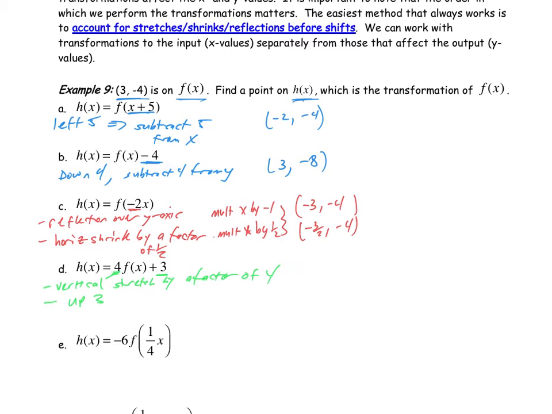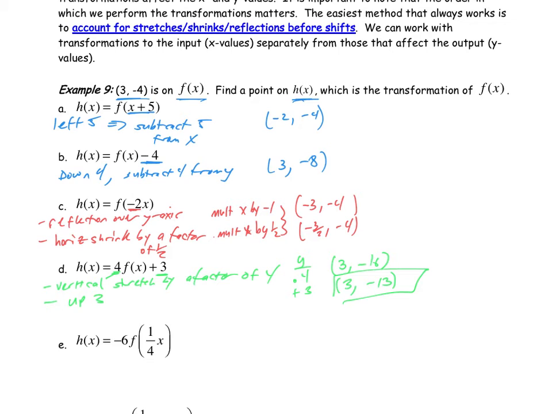So in terms of what we're doing, we're going to multiply y by 4, and then we're going to add 3 to y. So we began with 3, negative 4. That's going to become 3, negative 16. And then when we add 3 to y, remember x is unchanged, we'll have 3, negative 13.